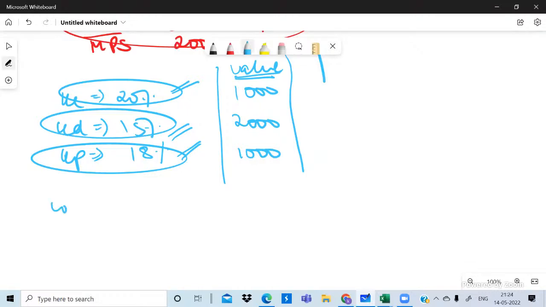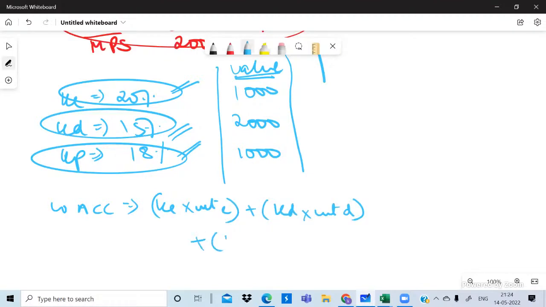So weighted average cost of capital, I'll just write the formula for you. It will be the weight into the cost. So you take your cost of equity into the weight of equity, take your cost of debt into the weight of debt, and take your cost of preference into the weight of preference. So calculate and tell me how much are you getting.